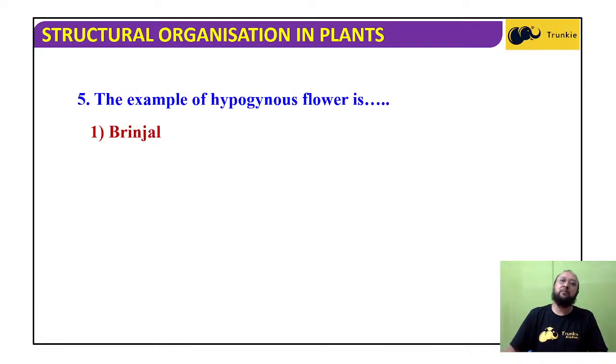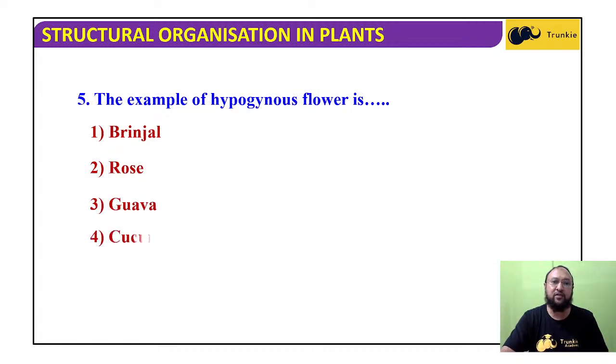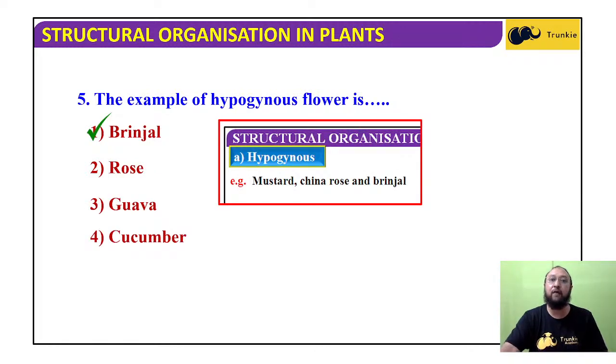Now, the example of a hypogynous flower is brinjal, rose, or guava. It's guava, isn't it? Sorry, it's brinjal for hypogynous, and for perigynous it is guava. So brinjal is hypogynous, where the ovary is superior.